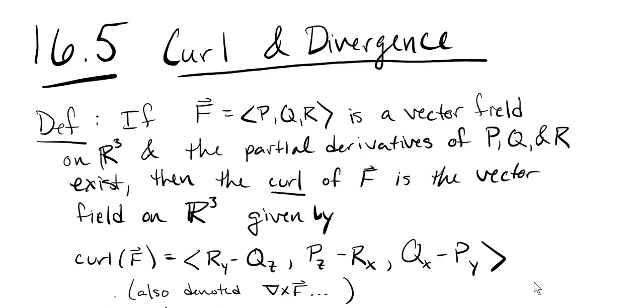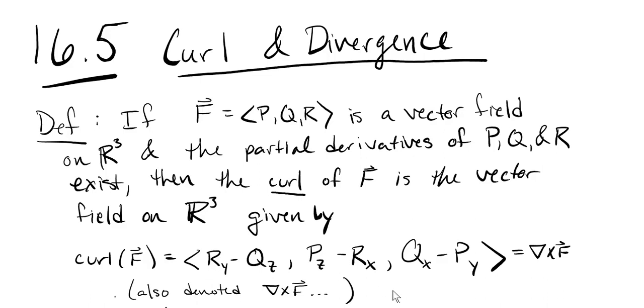We'll talk about what this means, what this operation tells us about a vector field. But first, let's note what I've written down here at the bottom, that we can also write, and it is common to write, the curl as this del cross F.